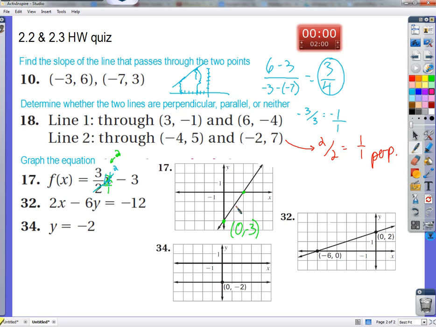Zero. What's that? Plug in 0 for x. How come that's so easy? Is it an intercept of 2x and then you just find y? That's right. If you plug in 0 for x, this goes away. 2 times 0, easiest multiplication problem in the world. You get 0. Negative 6y equals negative 12.